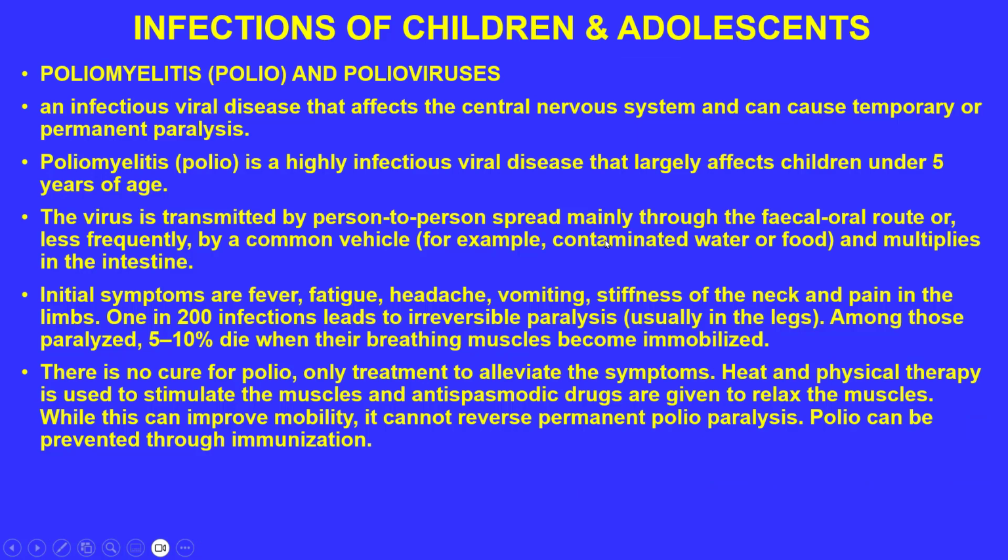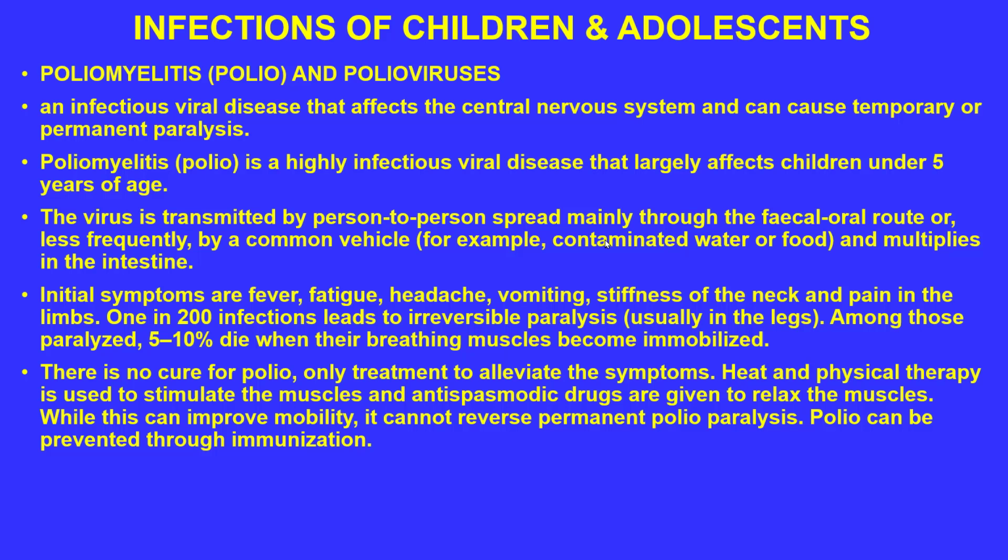The next one here is poliomyelitis, the poliovirus that causes the disease polio. It's an infectious viral disease that affects the central nervous system and can cause temporary or permanent paralysis. Polio is a highly infectious viral disease that largely affects children under 5 years of age. Now, the virus is transmitted person to person, spread mainly through the fecal-oral route, or less frequently, by a common vehicle, for example, contaminated food, contaminated water.